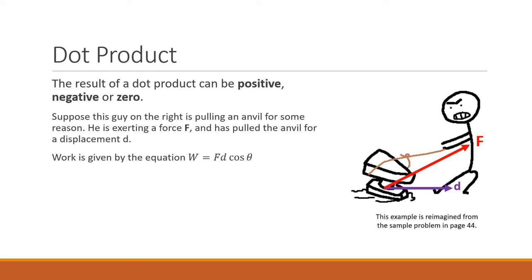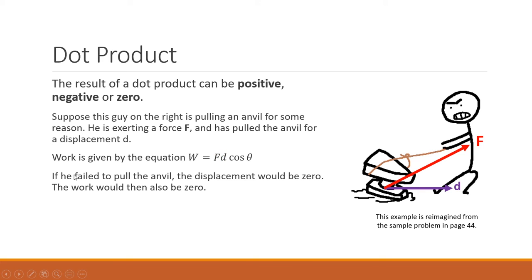Work, this is another equation in physics. Work is given by the equation F times D cosine theta. If you notice, F and D here are not bold because you just get the magnitude. If you fail to pull the anvil, if he is not successful, the displacement becomes zero. The work would also be zero. So that's why the dot product can be zero.